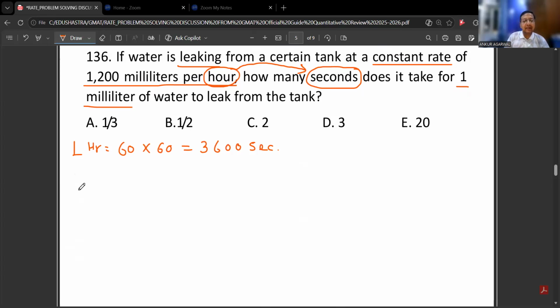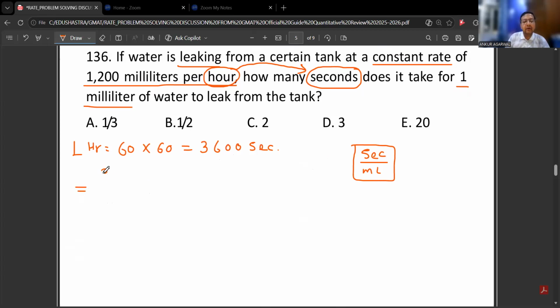Okay. So what I have to calculate is how many seconds it takes for 1 milliliter. So I have to calculate the answer in seconds per milliliter, right? This is the format of answer I have to identify. So when I have converted this, what is my time? What is the total time?